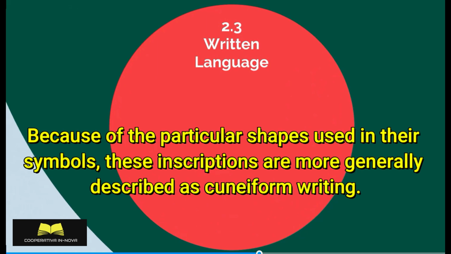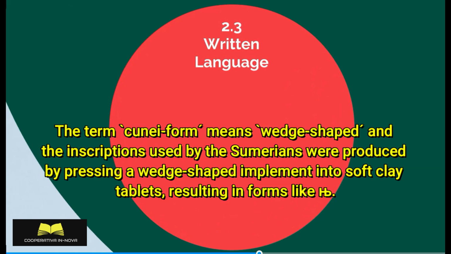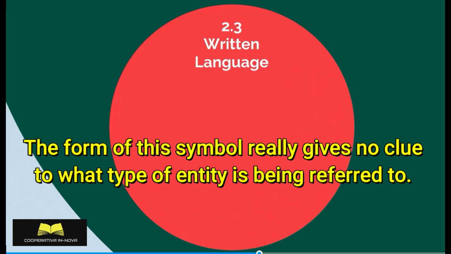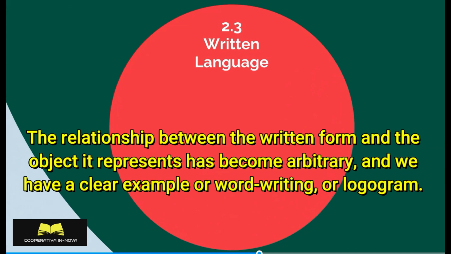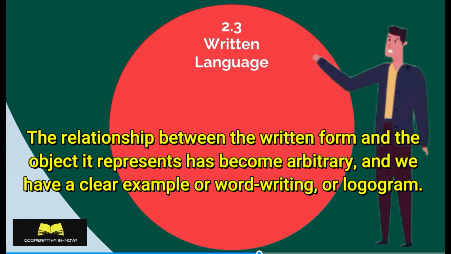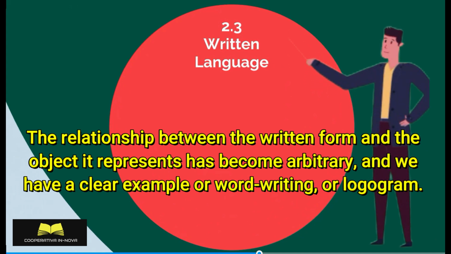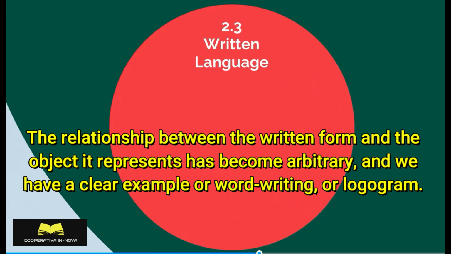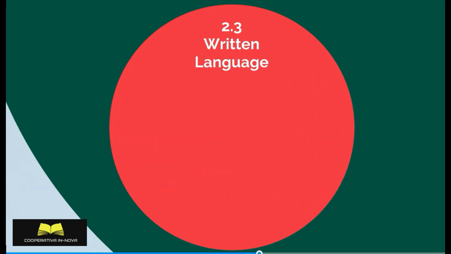Because of the particular shapes used in their symbols, these inscriptions are more generally described as cuneiform writing. The term cuneiform means wedge-shaped, and the inscriptions used by the Sumerians were produced by pressing a wedge-shaped implement into soft clay tablets, resulting in forms like. The form of this symbol really gives no clue to what type of entity is being referred to. The relationship between the written form and the object it represents has become arbitrary, and we have a clear example of word writing or logogram.